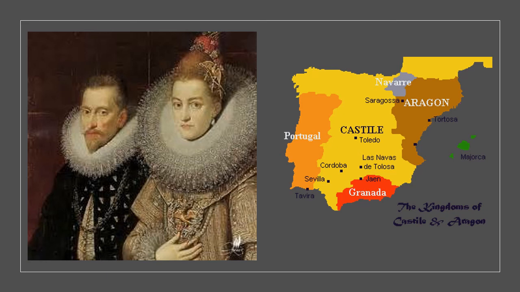Now, it also had some positive effects in a sense that, for example, Ferdinand and Isabella sponsored Christopher Columbus, and he began his voyage of discovery, which would eventually lead to Europe's discovery of the New World. But Ferdinand and Isabella are sort of the example of a power couple, right? The two together, stronger than they were apart.